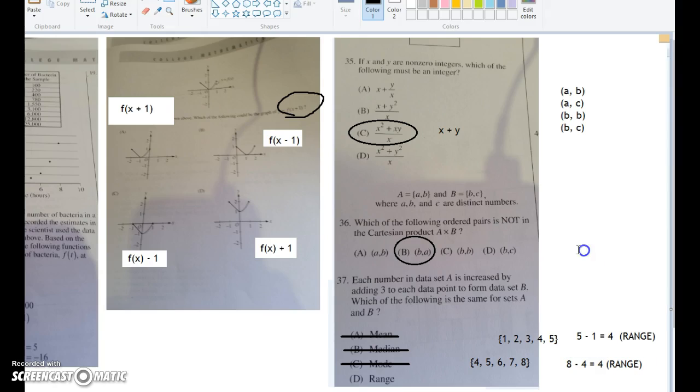The range is a measure of spread in data, and it's not a measure of central tendency. So measures of spread are not affected by constant changes to the data set. That's a fancy way of saying I just mathed you.